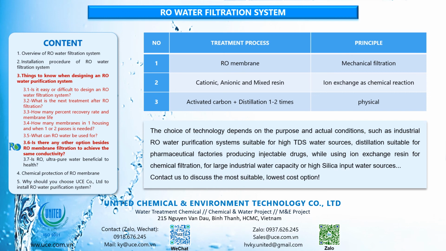Principle: physical. The choice of technology depends on the purpose and actual conditions, such as industrial RO water purification systems suitable for high TDS water sources, distillation suitable for pharmaceutical factories producing injectable drugs, while ion exchange resin is used for chemical filtration, for large industrial water capacity or high silica input water sources. Contact us to discuss the most suitable, lowest cost option.